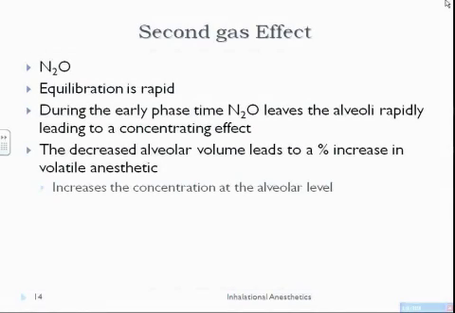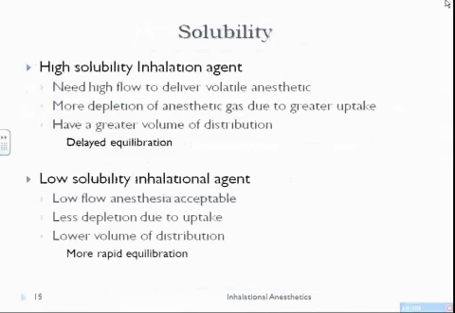The second gas effect is nitrous oxide. It helps, equilibration is rapid. During the early phase, the nitrous oxide leaves the alveoli rapidly, leading to a concentration effect with the residual gas being left behind, so it concentrates that gas. The decreased alveolar volume leads to an increase in percentage of the volatile gas. That increases the concentration at the alveolar level, which then causes a concentration effect, which then increases your induction velocity.